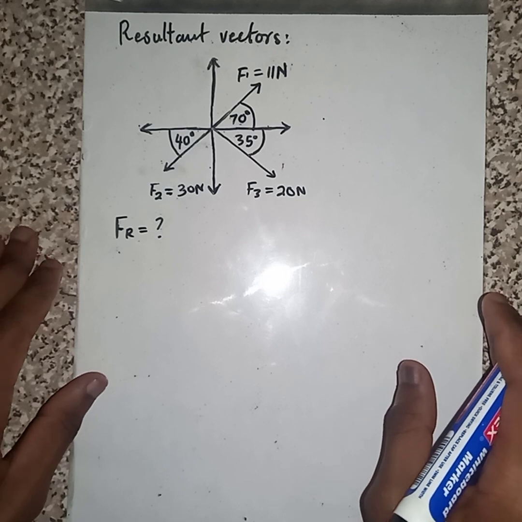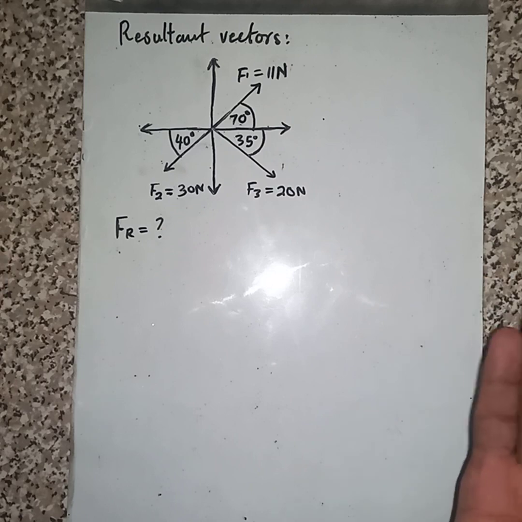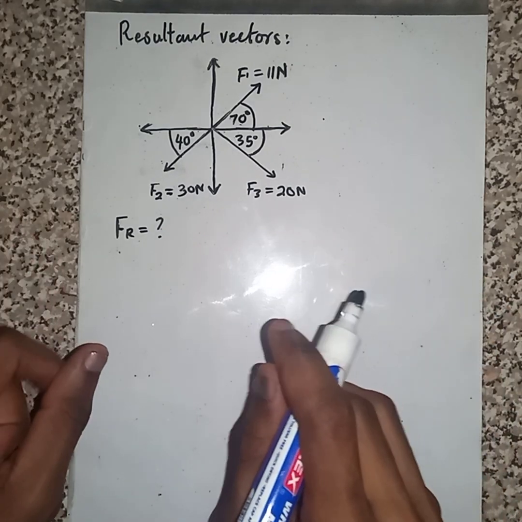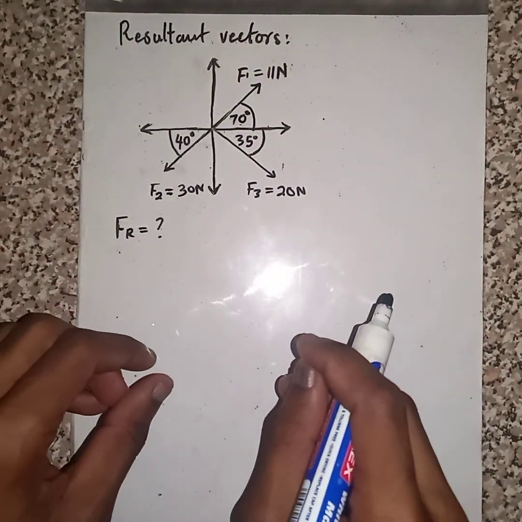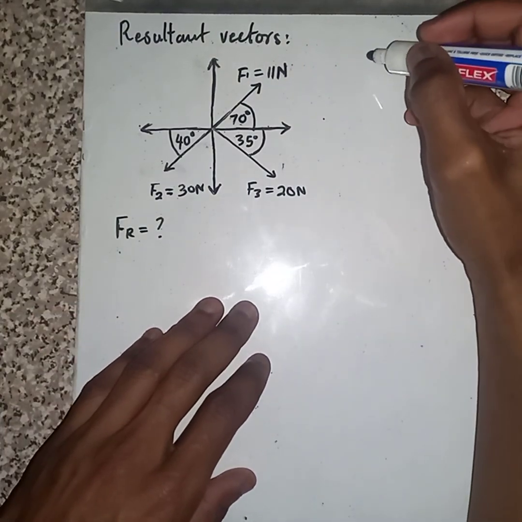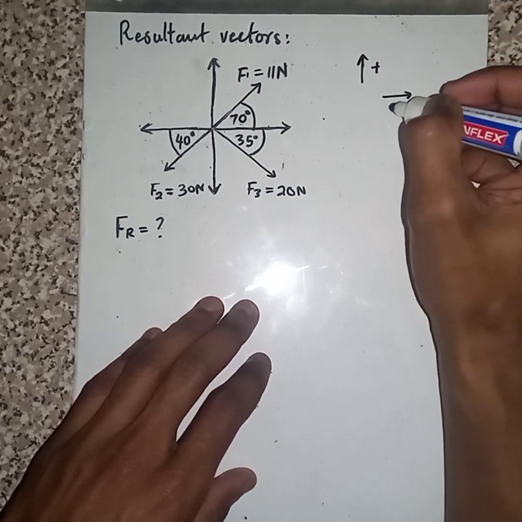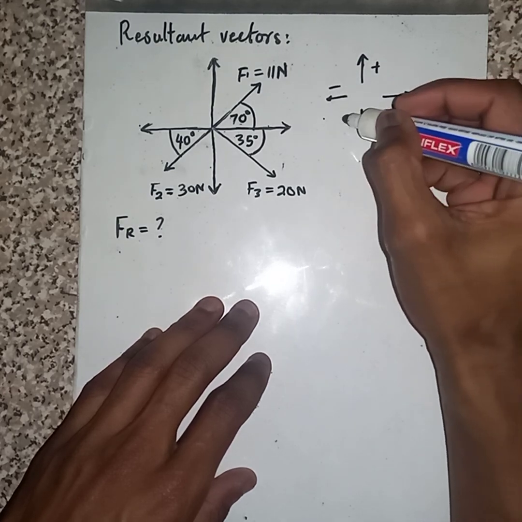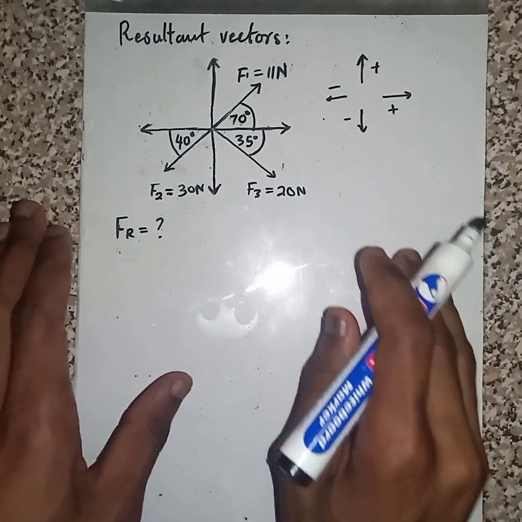Today we are going to continue with the resultant vectors of multiple vectors. Now, what I'm going to ask you is to determine the value of R, or the resultant vector, of this given diagram. For us to solve this diagram, firstly we need to decide the direction. Everything that goes up or to the right is positive, and downward or to the left should be negative.